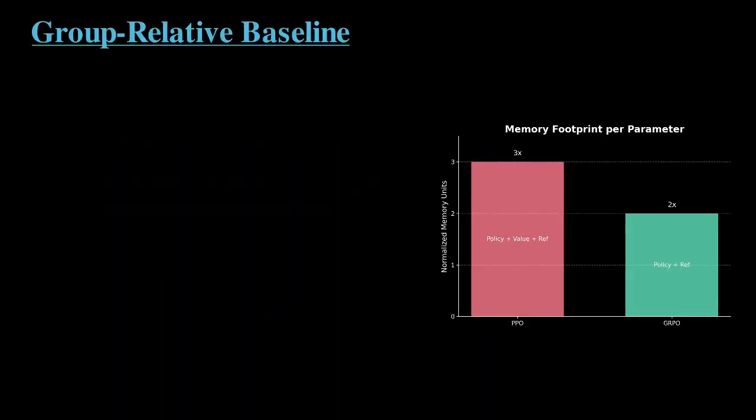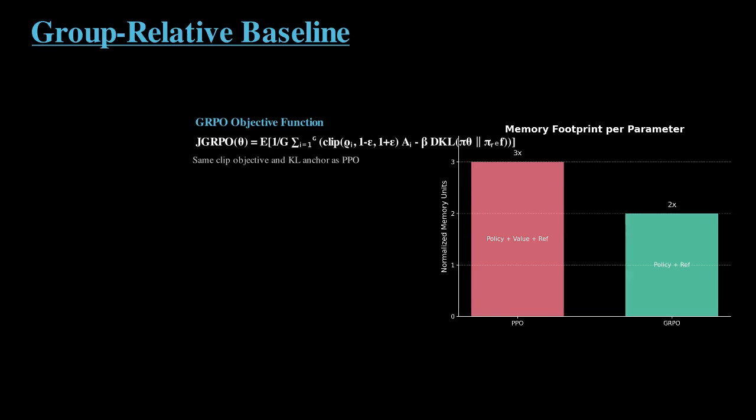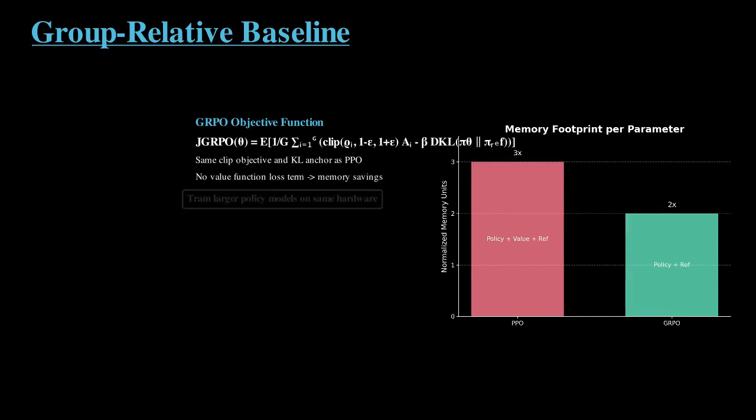The full GRPO objective function should look very familiar. The policy update is driven by the clipped importance sampling ratio, rho sub i, times the group relative advantage, A sub i. This structure is identical to the PPO clip objective. Likewise, the regularization term is a direct penalty on the KL divergence between the current policy pi theta and the reference policy pi ref, scaled by beta. The only things missing are the value function and its corresponding loss term.